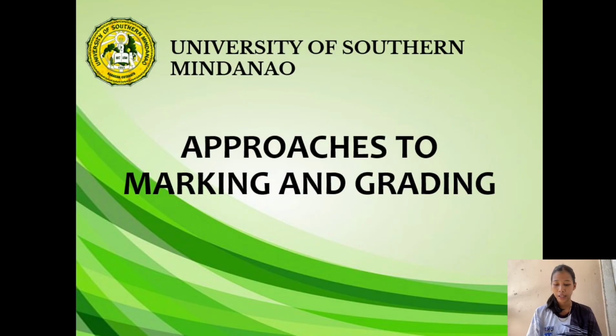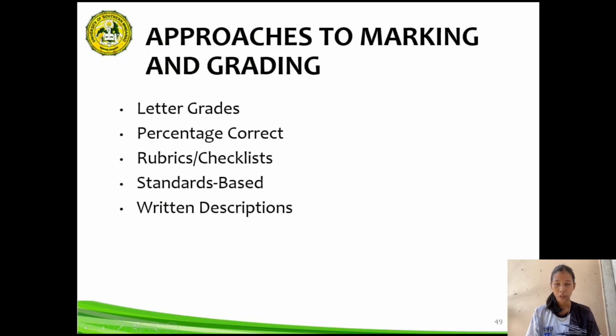So we're going to discuss five of them. The first is the letter grade, percentage correct, rubric or checklist, standard based, and written description.